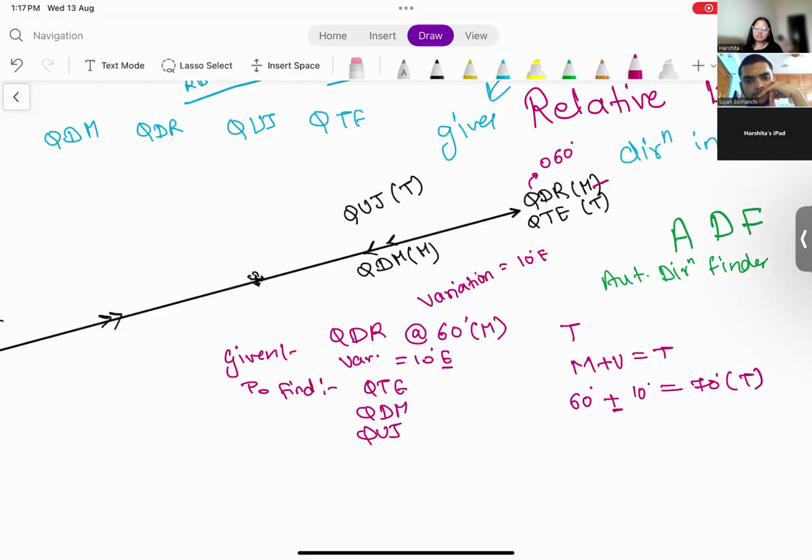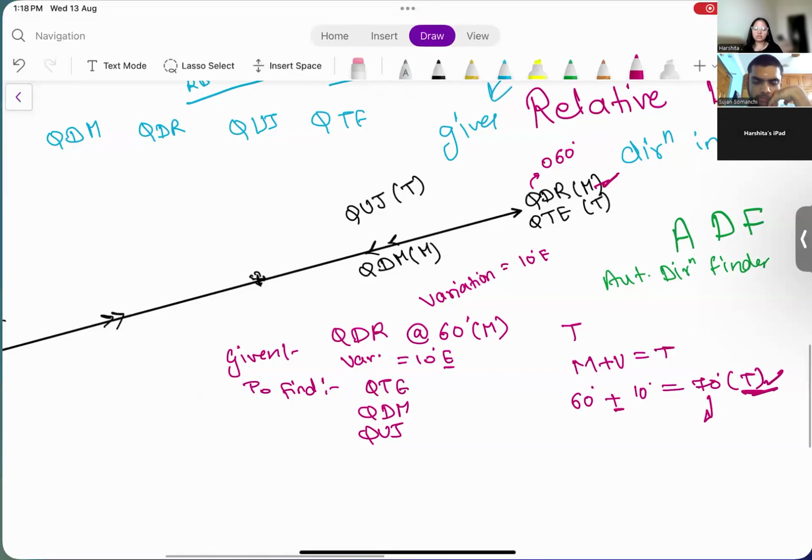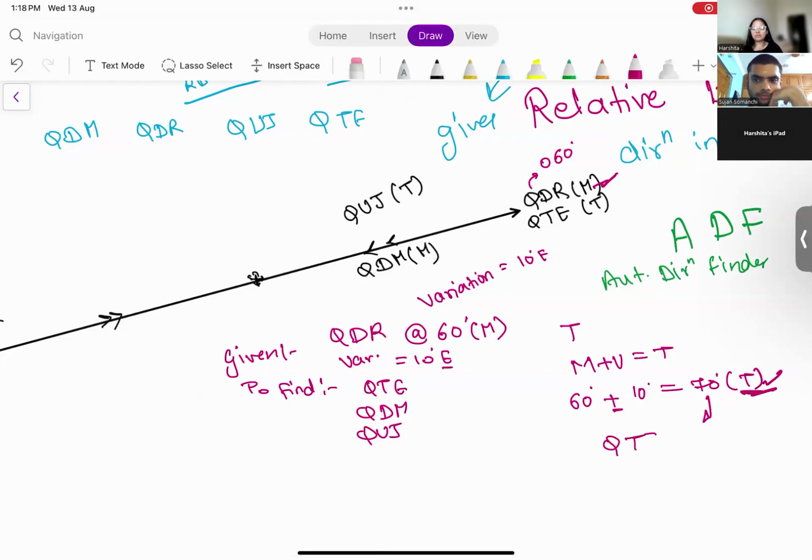Yes. This 070 is true. This was the magnetic direction away from the station, but after applying variation, this is 070 degrees true away from the station, true bearing away from the station. So this is known as the QTE. The value of QTE is 070 degrees, and that is in the true direction.